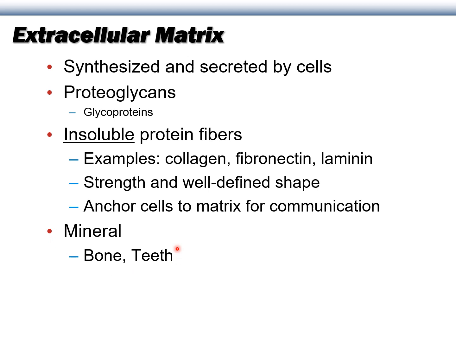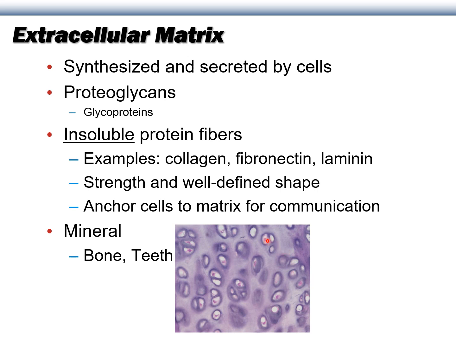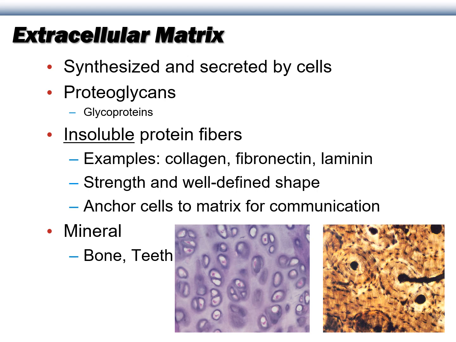Also, extracellular matrix can be mineral, like in the case of bone, or even ceramic type mineral with teeth. This is an example of cartilage. And so we see quite a lot of space in between these cells because there's a lot of extracellular matrix. Bone, you can see the cells are very, very organized. And again, we have that mineral outside.